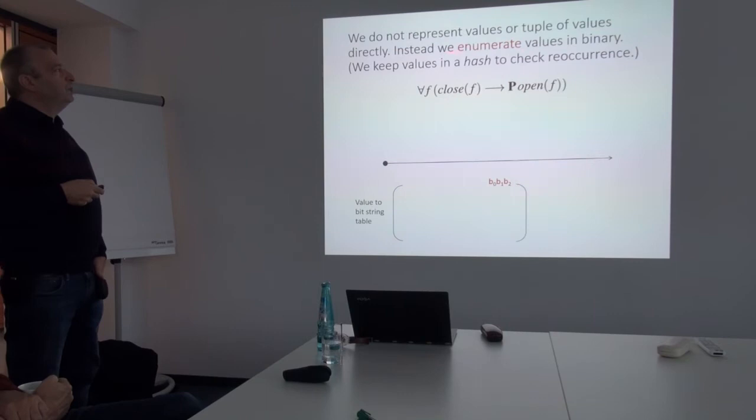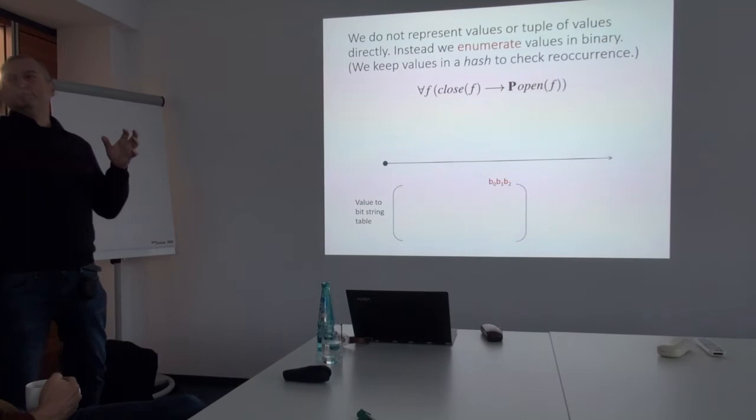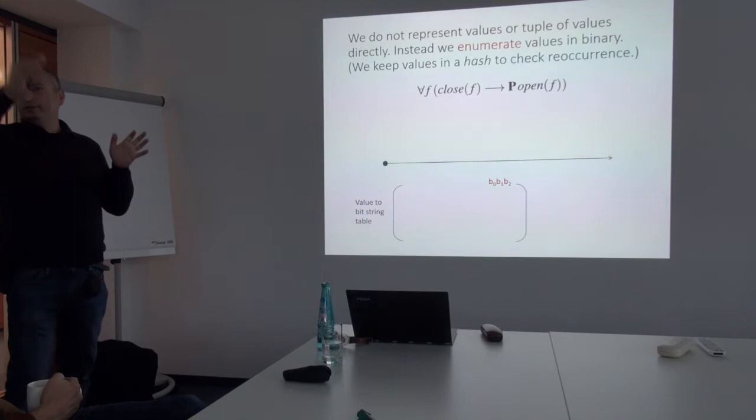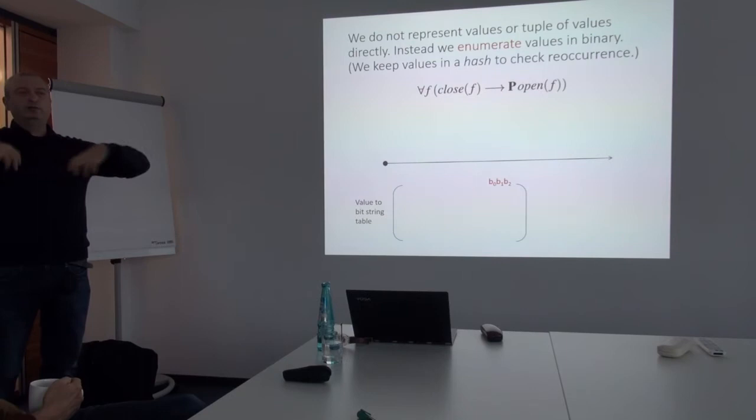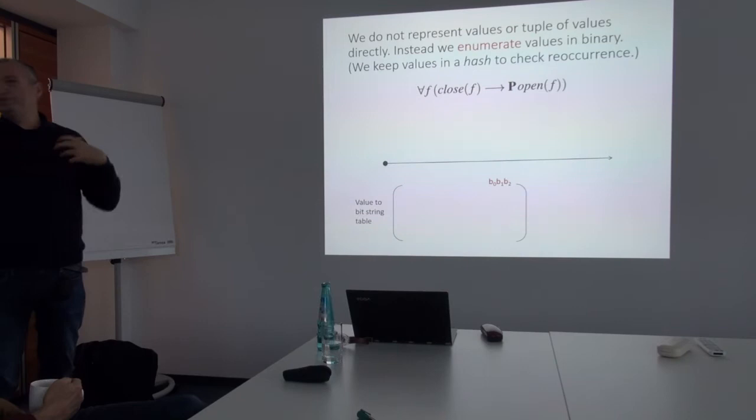So the first value that I see, I'll give it the value 0000. The second value I'm going to give 0001. The third, 0010. Okay? And I'm going to have a hash table so that if I see the same value, I'm not going to assign a new enumeration to it, but I'm going to be able to retrieve the previous enumeration.